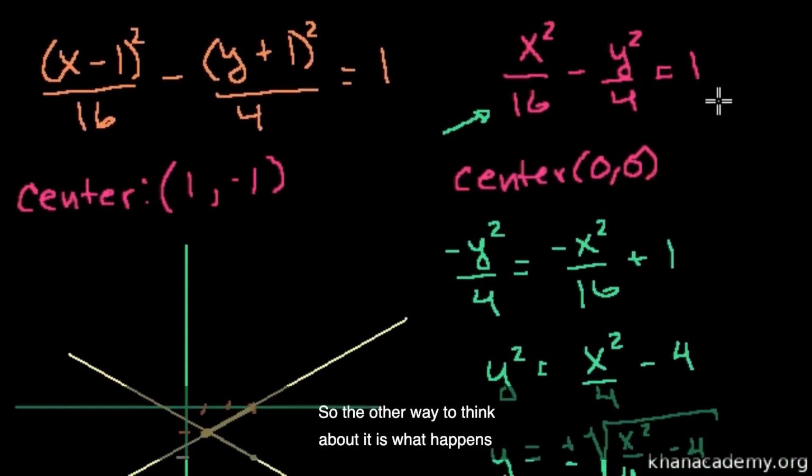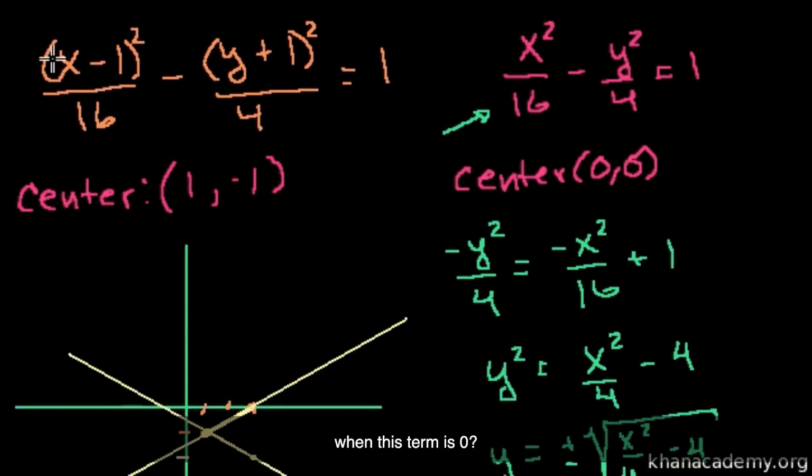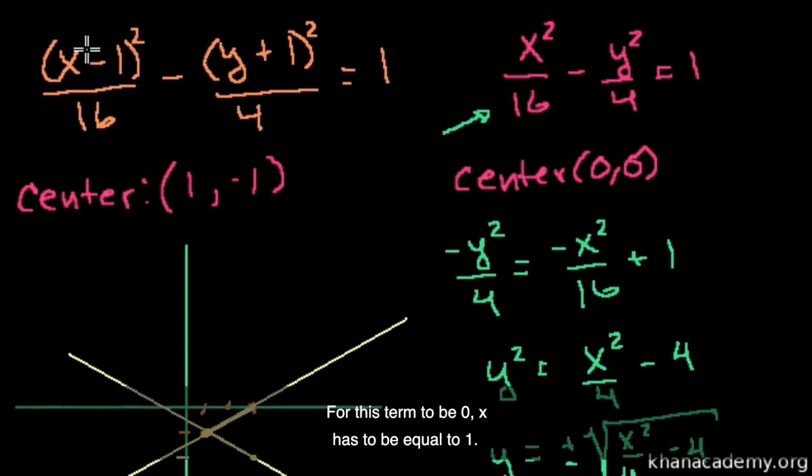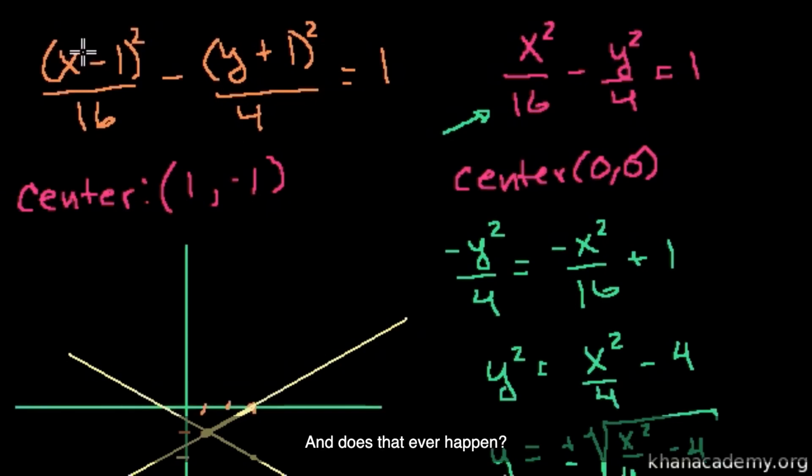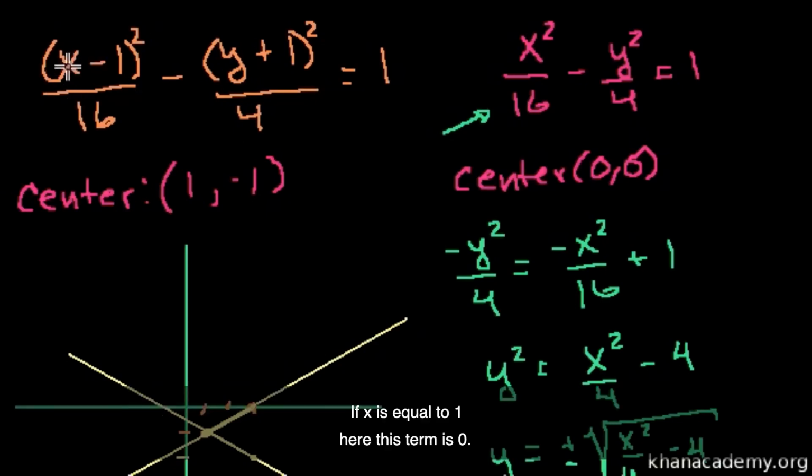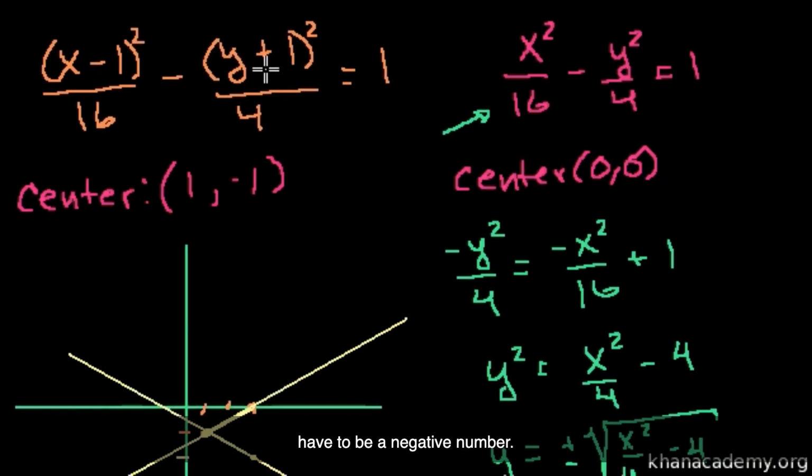So the other way to think about it is, what happens when this term is 0? For this term to be 0, x has to be equal to 1. And does that ever happen? Can x be equal to 1? If x is equal to 1 here, this term is 0. And then you have a situation where, let's see, if x is equal to 1, this is 0, and then you have a minus y squared over 4 would have to equal 1. Or this would have to be a negative number. So x could not be equal to 1.